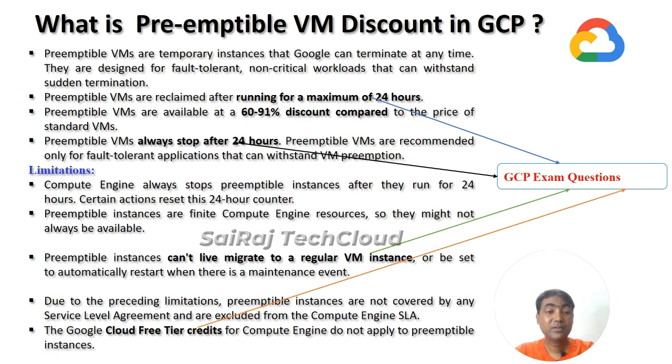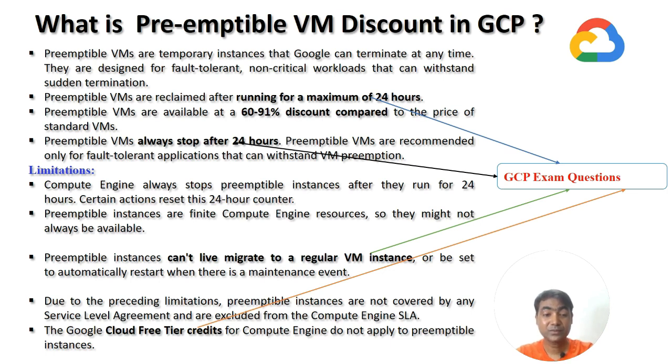As you know guys, preemptible VMs are subject to availability and can be limited in certain regions or during periods of high demand. They offer a cost-effective solution for workloads that can be stopped and restarted or that can handle interruption gracefully. As you can see here, some of the limitations for preemptible VM discount: Compute Engine always stops preemptible instances after they run for 24 hours. Certain actions reset this 24-hour counter.